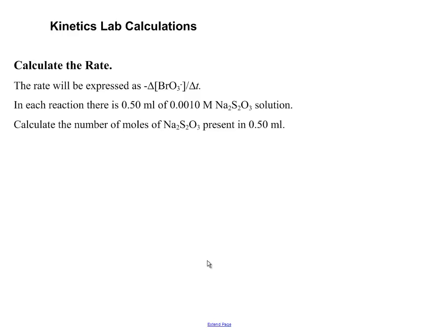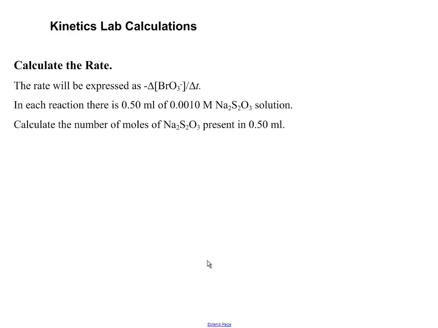For the Kinetics Lab, the first thing we need to do is calculate the rate of the reaction. And we're going to talk about the rate in terms of the change in concentration of the bromate ion over time. First thing we need to do is figure out the number of moles of sodium thiosulfate that we have, because sodium thiosulfate is what eventually causes and determines the number of moles of bromate ions that I have.